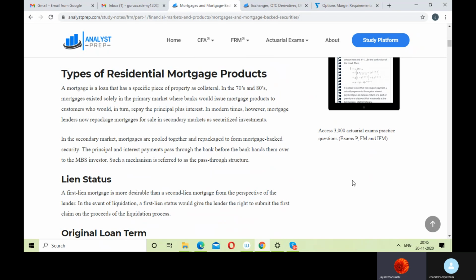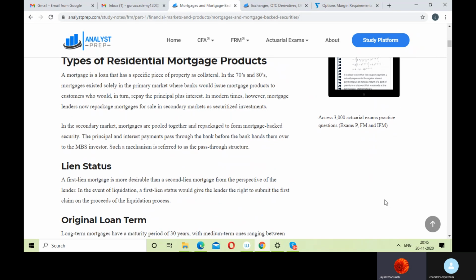In the 70s and 80s, mortgages existed solely in the primary market, where banks would issue mortgage products to customers who would in turn repay the principal plus interest. A mortgage product is nothing but we will take your property documents with us as collateral and give you a loan, and in turn you need to repay the principal and interest to us. That was the condition of the bank. But in modern times, that was the originate-to-hold model, now it is the originate-to-distribute model.